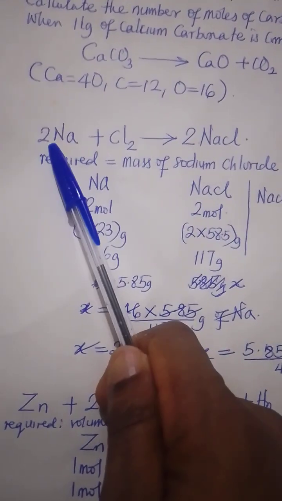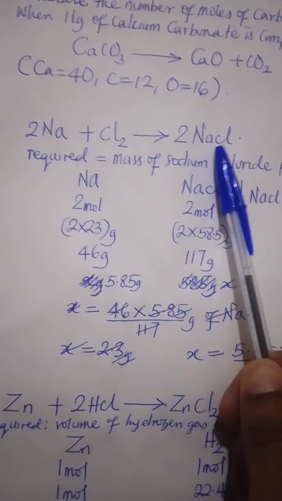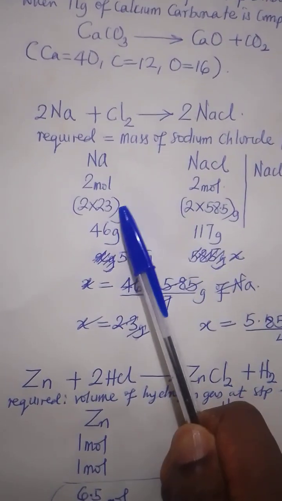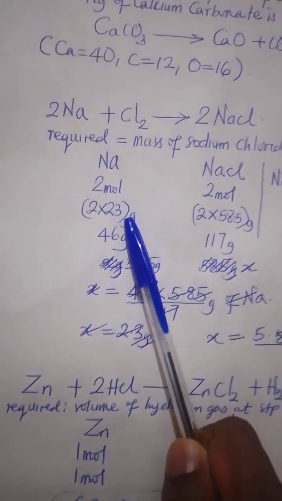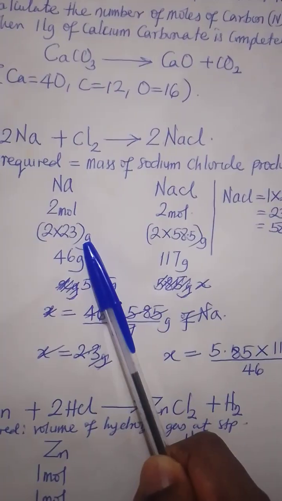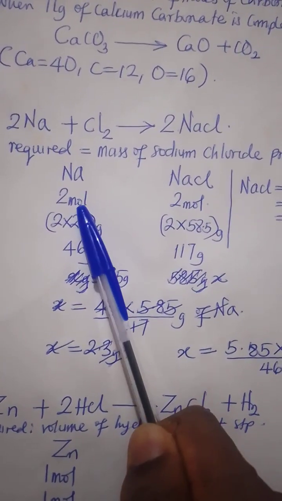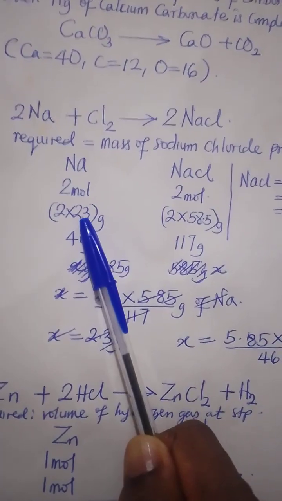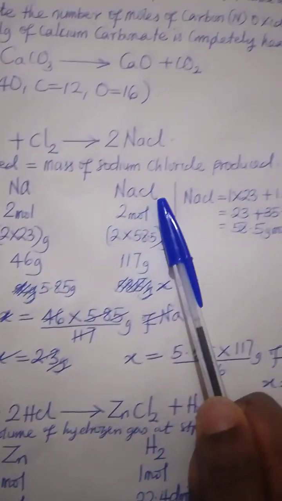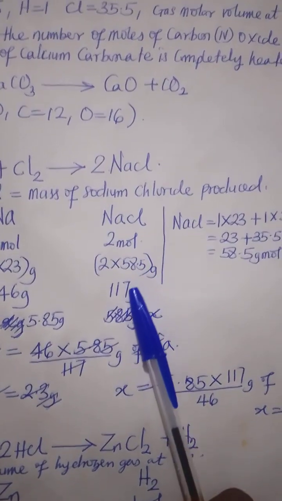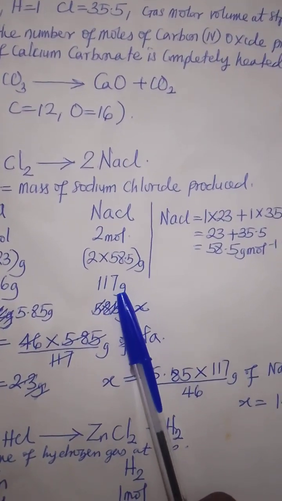The stoichiometric coefficient of sodium is 2. That of sodium chloride is 2. So that's 2 moles, 2 moles. So we need to convert the mole to mass since we're told to look for mass. How do we do that? We multiply the mole here by the atomic mass of sodium, which is 23. That will give us 46. We multiply the 2 moles here by the molar mass of sodium chloride. That will give us 117 grams.